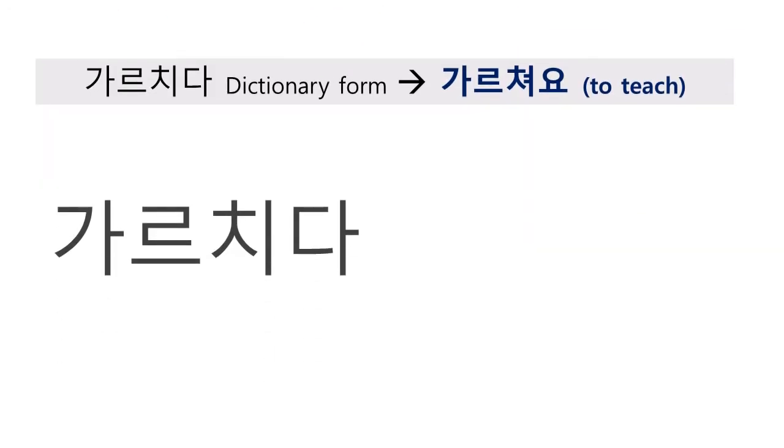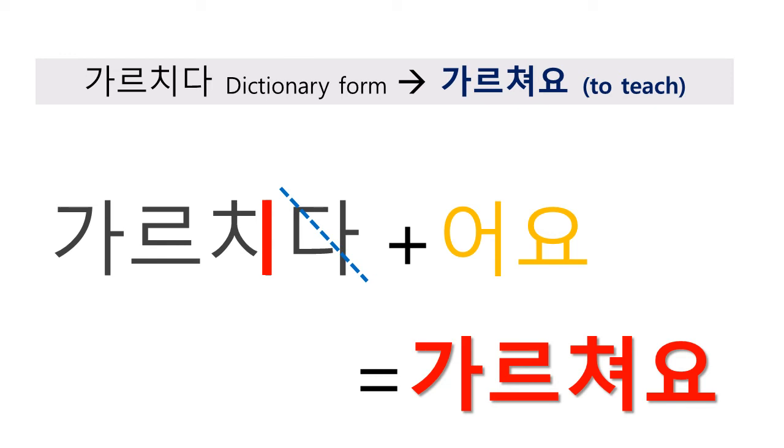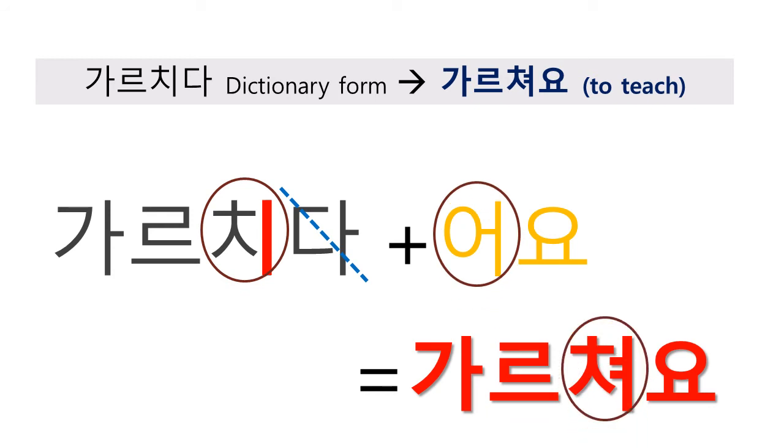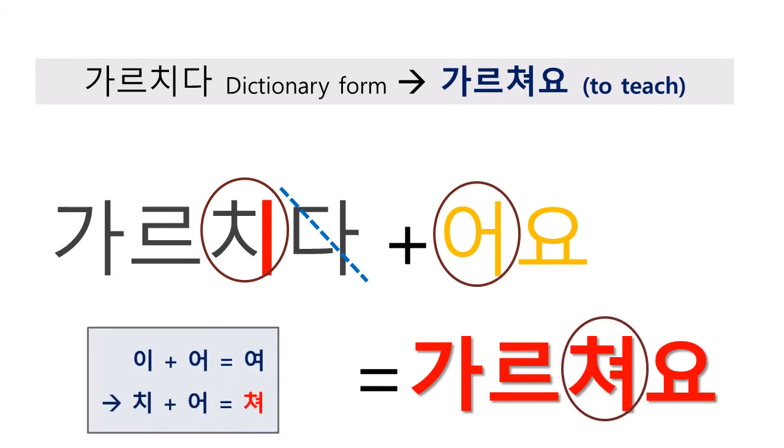가르치다, to teach. So we remove da. Then we check the final vowel is an E, so we add oyo. But we don't really say 가르치어요. We need to put E and O together. And it becomes 가르쳐요. E plus O becomes 요, 쳐요.